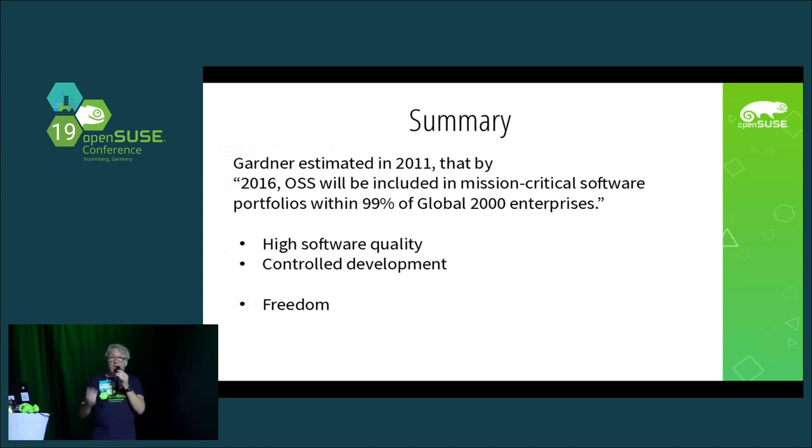So, let's summarize a little bit, or let's start a summary with an estimate from Gartner. They said in 2011, well, 2016, open source software will be included in mission critical software portfolios within 99% of the global 2000 enterprises. And I think they're right. The reason for this is quite high software quality, we have a controlled development, and finally, you have the freedom to choose, the freedom to improve, to make sure that you get the right software partner and the right conditions for your company.